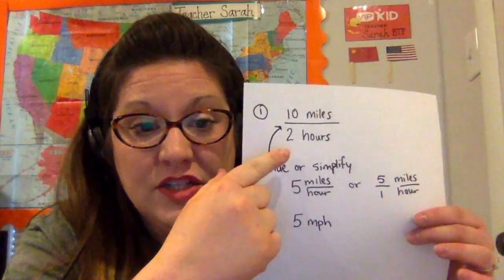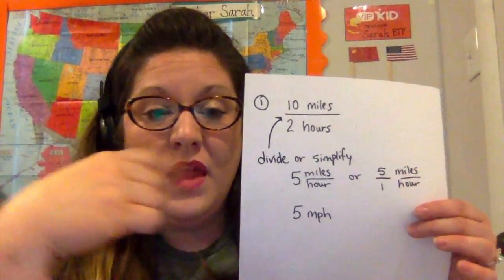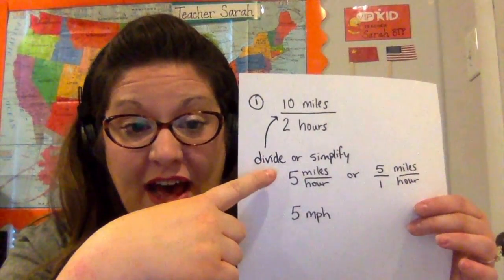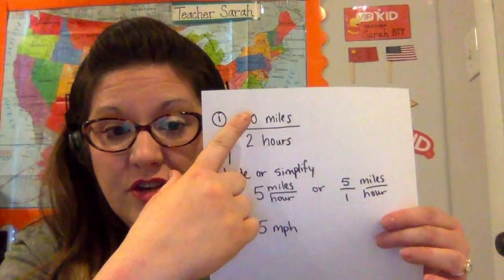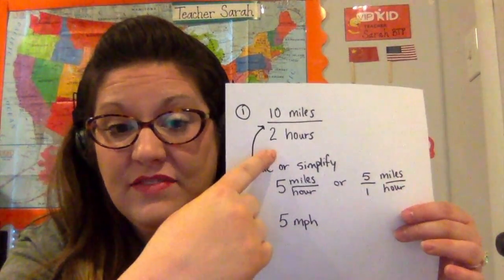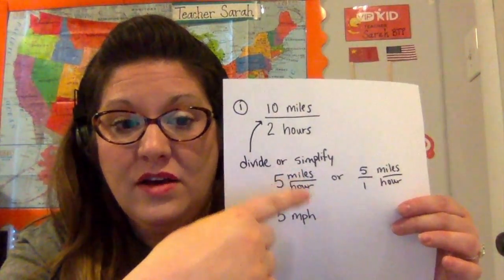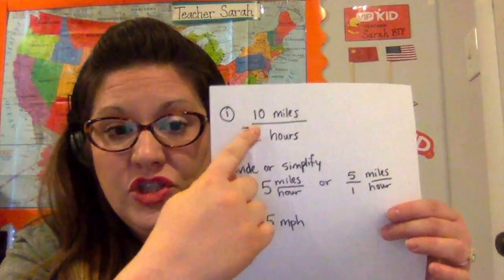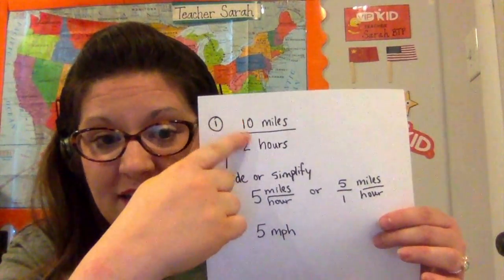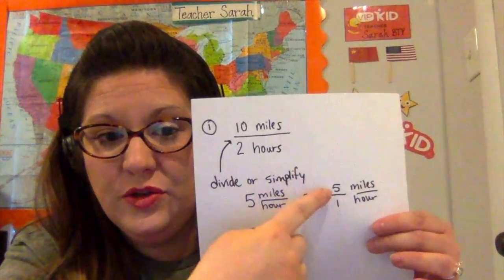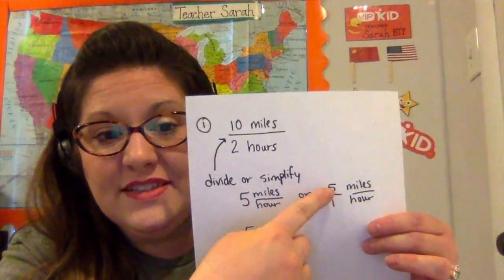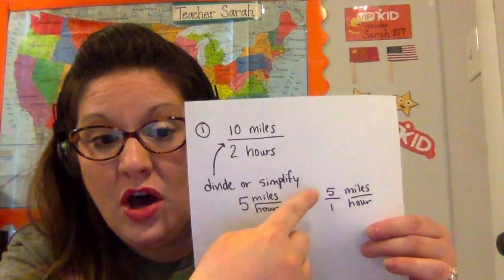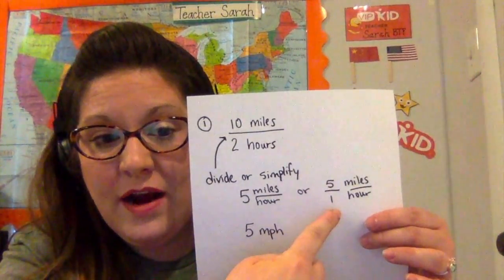So let's look at the math involved here. If Mrs. Wagner can jog 10 miles in 2 hours, we set it up just like this. We can either divide or think of it as simplifying. If we divide 10 divided by 2, it divides evenly to be 5 miles in 1 hour. Or you can think of it as simplifying a fraction. 2 divides evenly into 2 and 10. So divide 10 by 2, divide 2 by 2, you get 5 over 1. So we could say Mrs. Wagner can jog 5 miles in 1 hour.